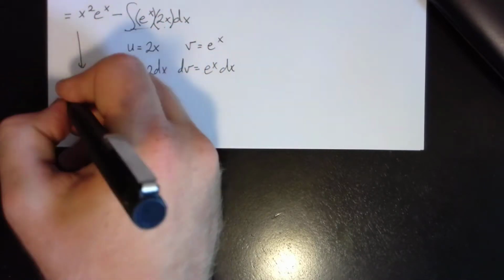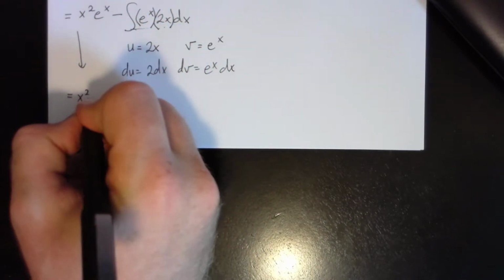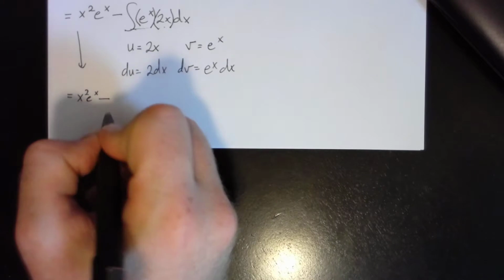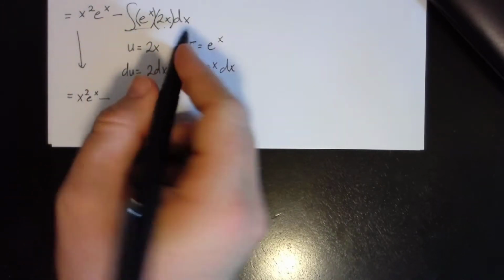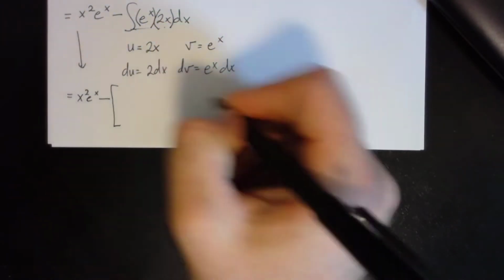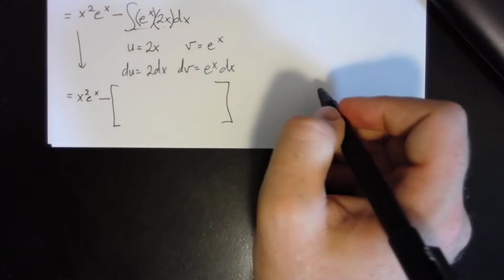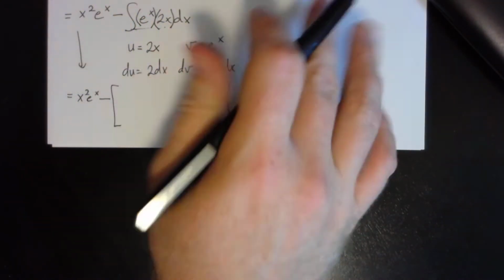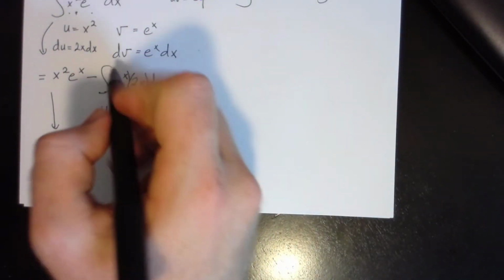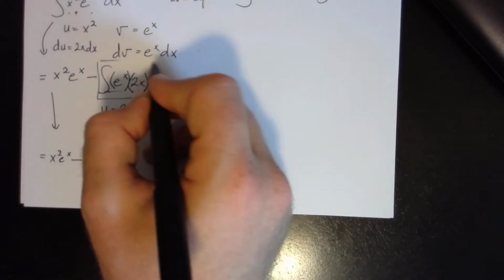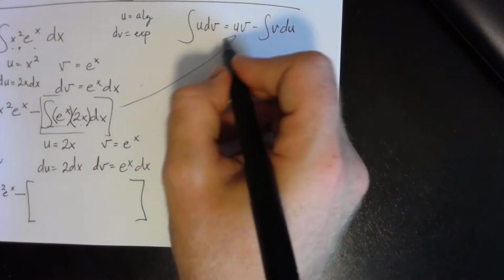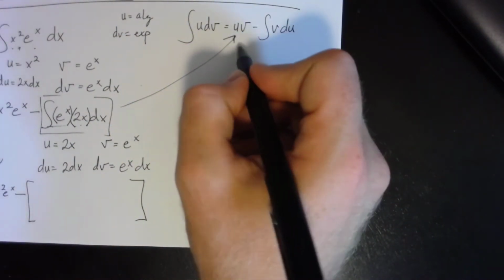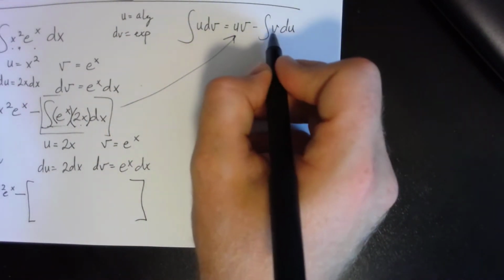Now keep in mind, this is equal to x squared e to the x minus this entire integral, which I'm going to put nice big brackets around everything that's supposed to go inside that integral, because I want to make sure that that subtraction sign gets distributed to everything here. Keep in mind, we are using this integral now with this rule again. So now I'm going to have uv minus the integral of v du.